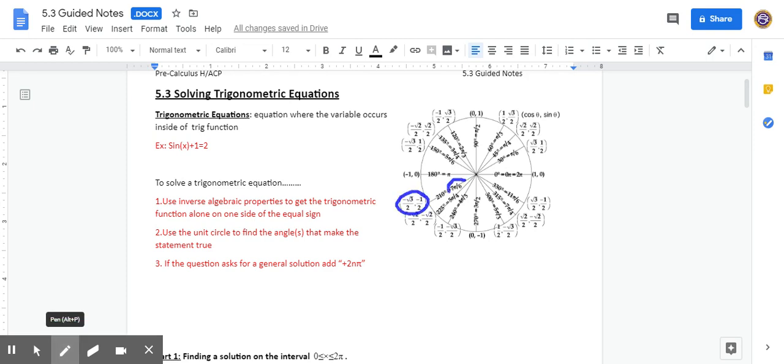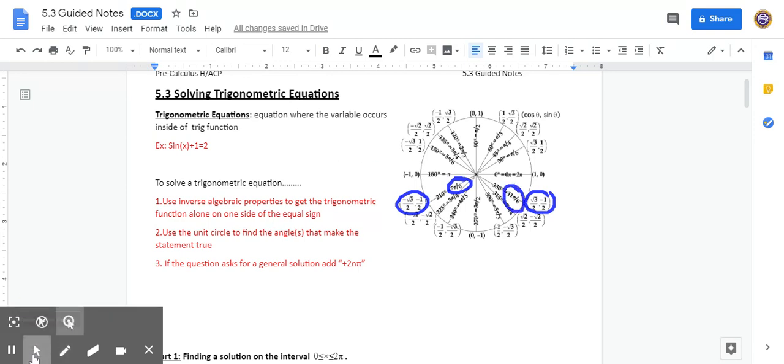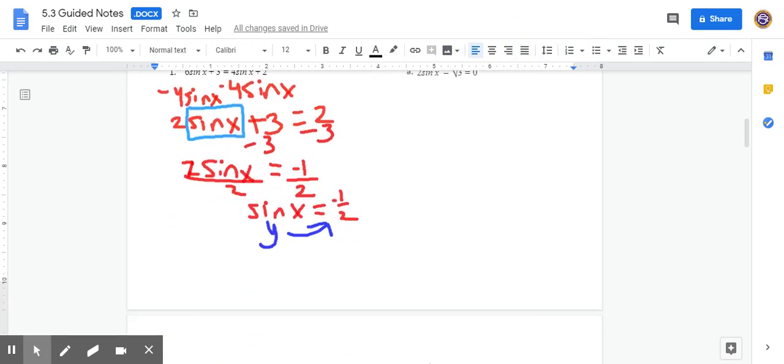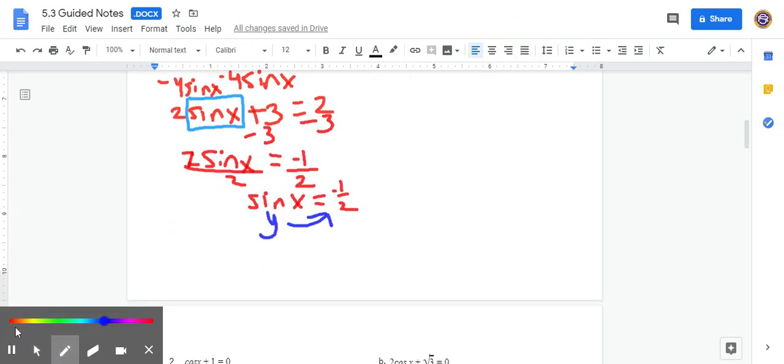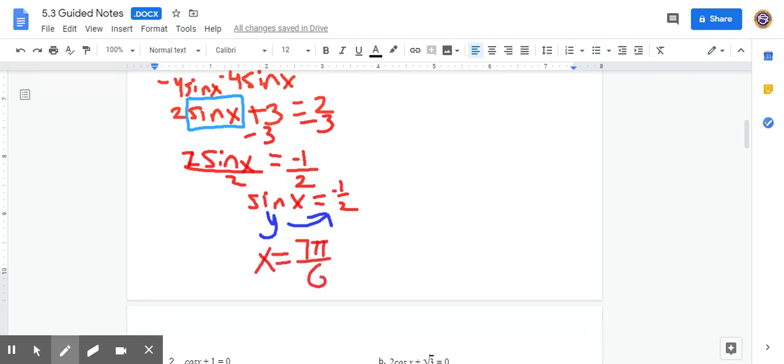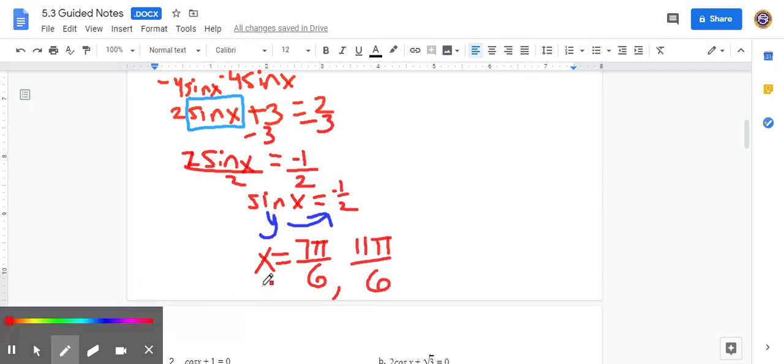So that would be 7 pi over 6. And here's another -1/2 as a y value, which is 11 pi over 6. So those are my two y values, 7 pi over 6 and 11 pi over 6. So that is what my x equals. Now let's say it asks for the general solution, you would add plus 2 pi to each of these, but it doesn't. So we just leave it like that, and that is our final answer.